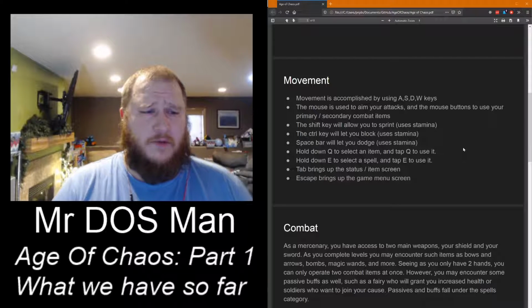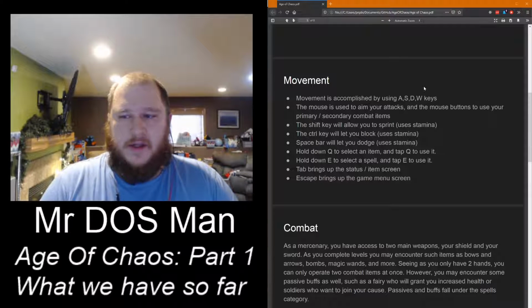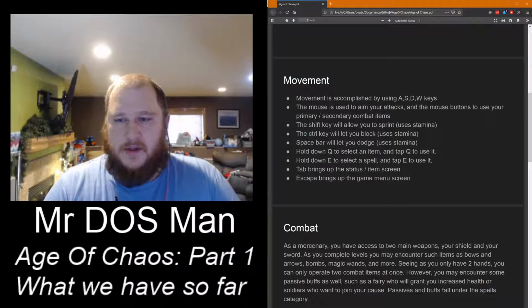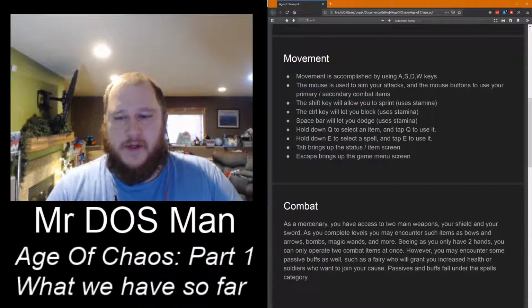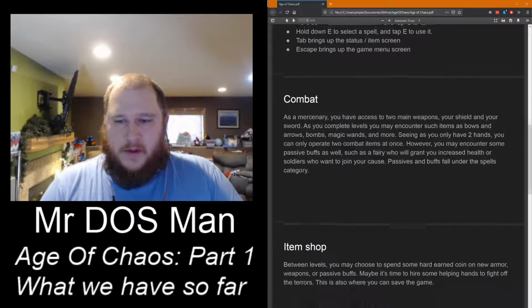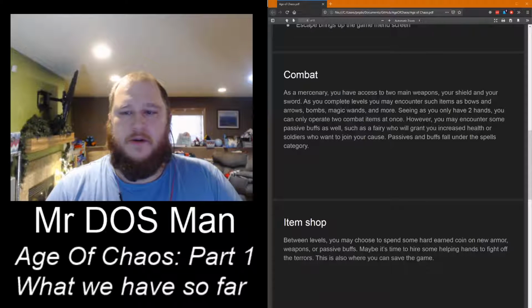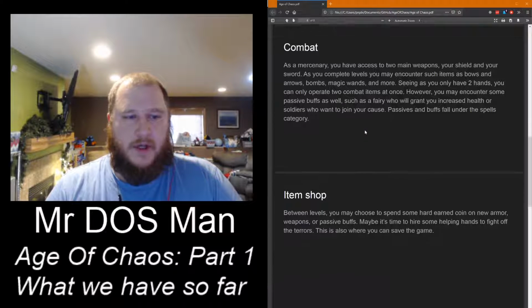Basically, if you're familiar with how MOBAs work, I kind of want to have a similar experience. You navigate with ASDW. You use your mouse to aim your attacks, left and right click for primary and secondary. You'll have some accelerator keys that will let you do different things. Just go over combat a little bit. You have your basic shield and sword. You can augment that with stuff like bombs, arrows, magic wands, and more. We'll have items, passive buffs.